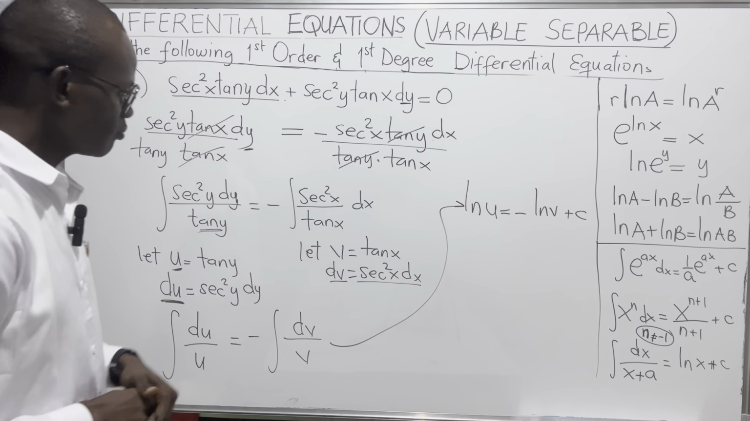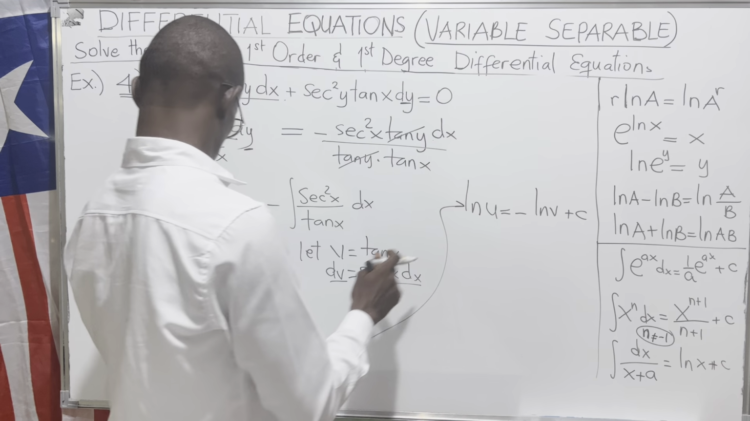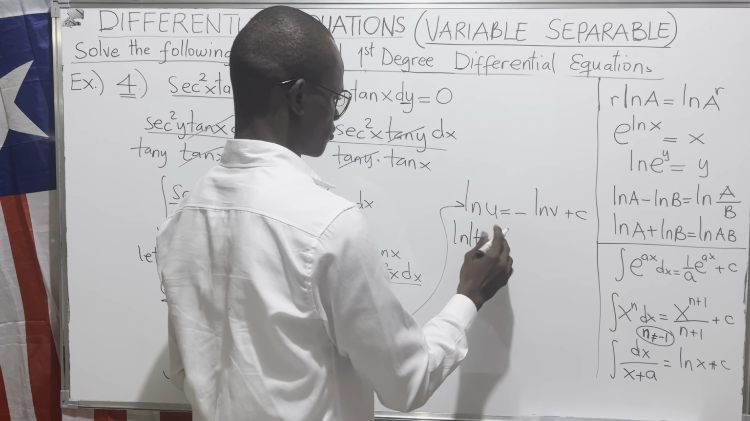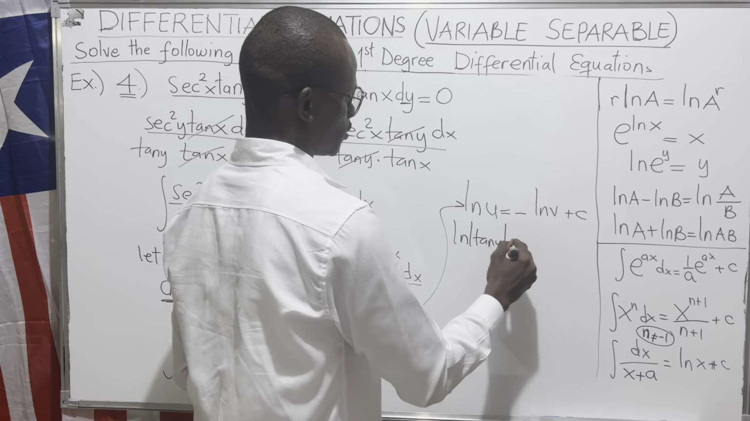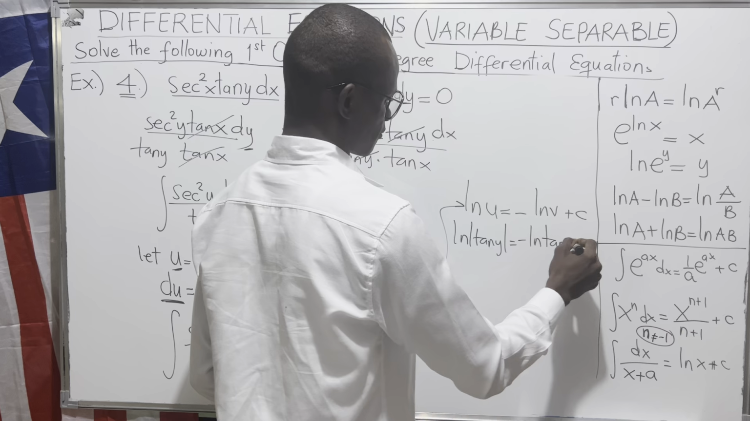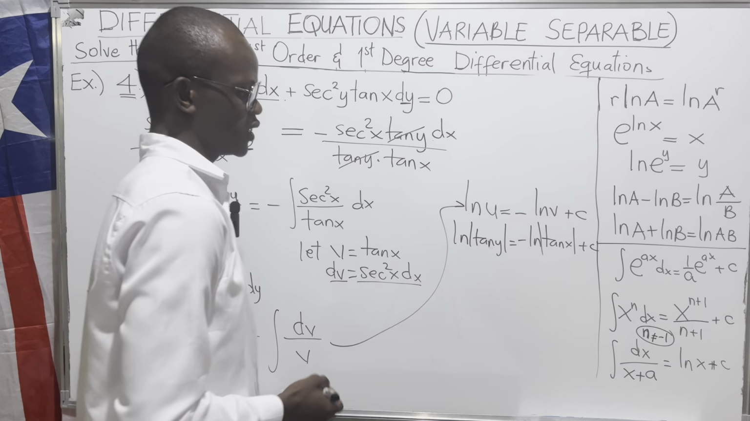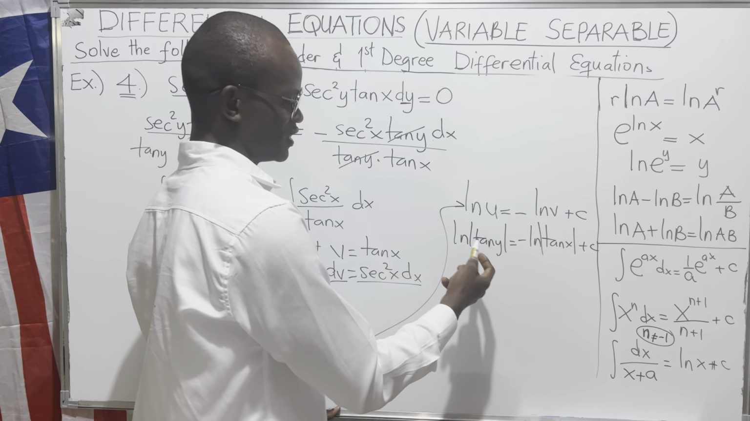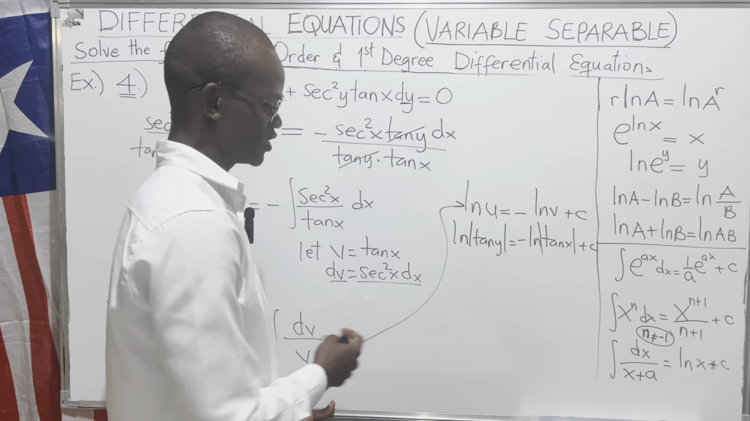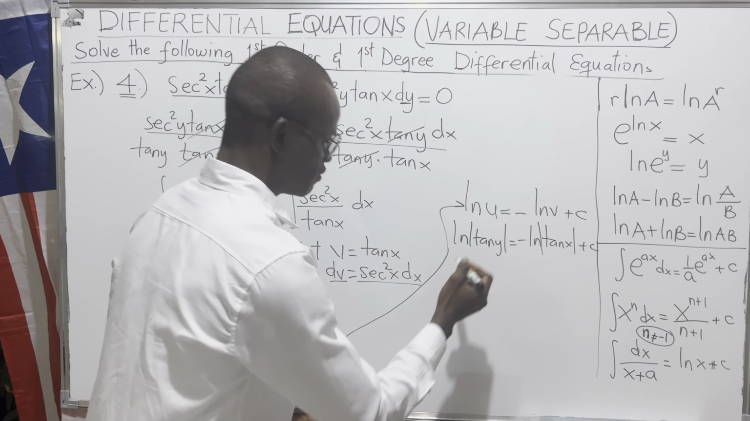Basically we have to bring back the value of u and v. So we have u equal to tangent of y. So this is the ln of tangent of y equals negative, the ln of v, which is tangent of x, plus some arbitrary constant c. It will be very difficult for us to easily solve for y, so we can just simplify the expressions.